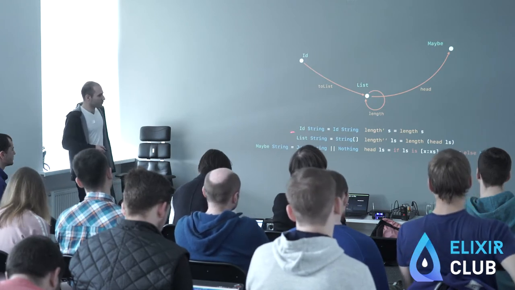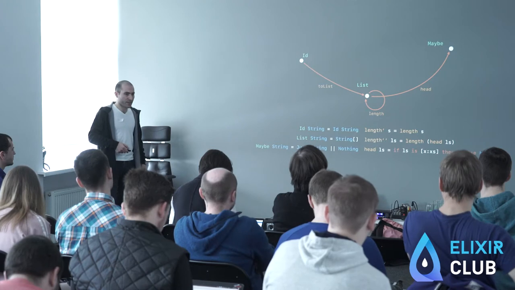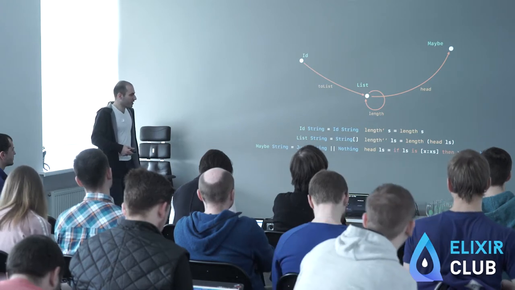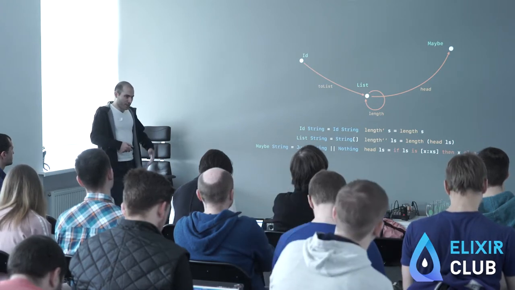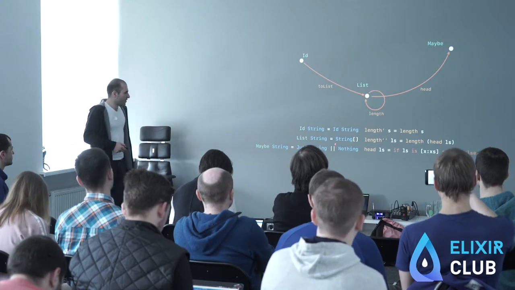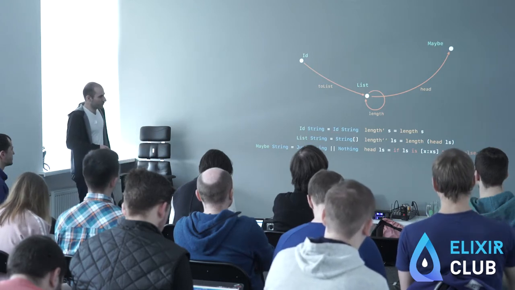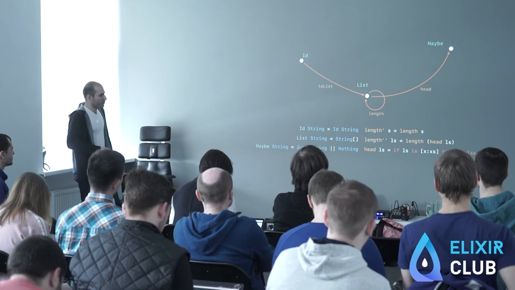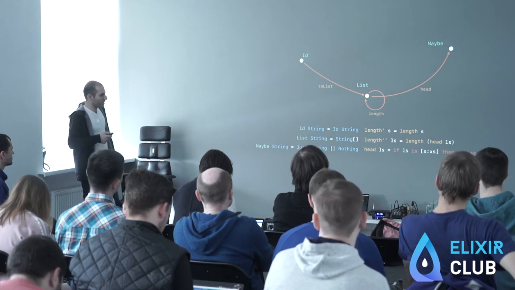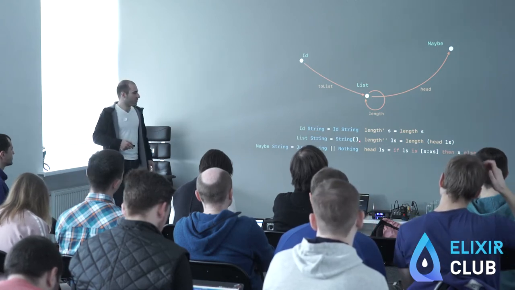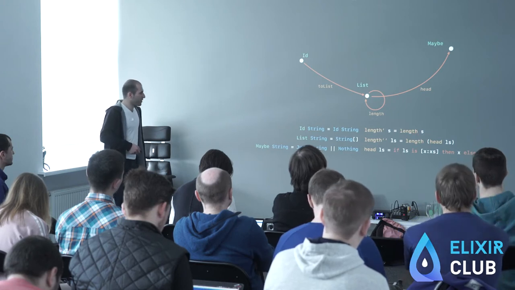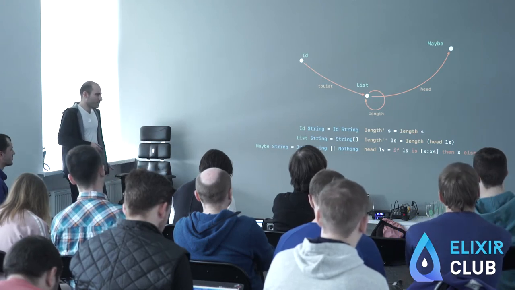So ID is a box that will always have something inside of it. It's a very simple box. If there's a box, there's actually a value inside of the box. So ID string will always contain a string, and the application of the length inside of this box will be very easy, right? List is a bit more cumbersome.